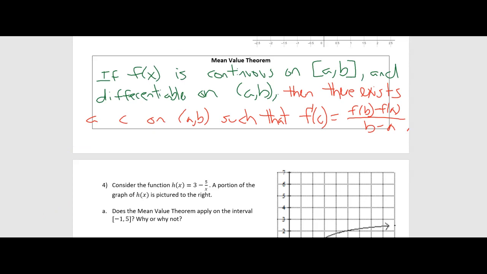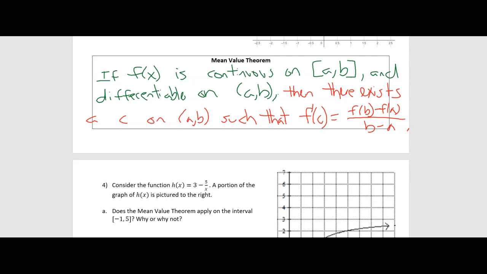All right, so again, I color-coded the initial conditions, or the hypothesis of the theorem, with the conclusion. If f of x is continuous on the closed interval a to b, and differentiable on the open interval a to b, then there exists a c on the open interval a to b such that f prime of c, so the derivative at c, is equal to the slope of the secant line from a to b, which is f of b minus f of a, all over b minus a. Okay, let's look at applying this.